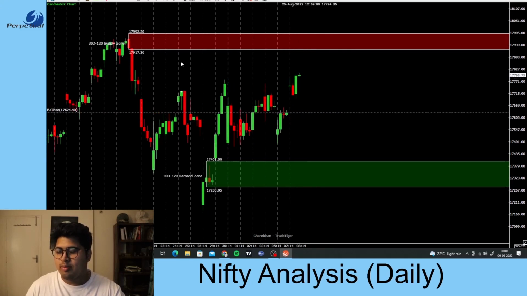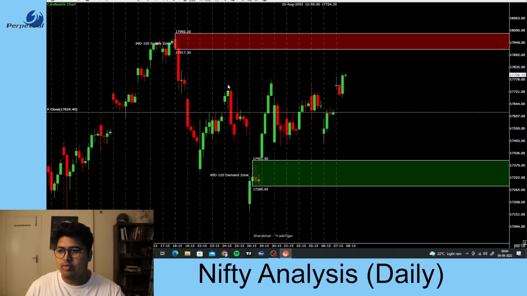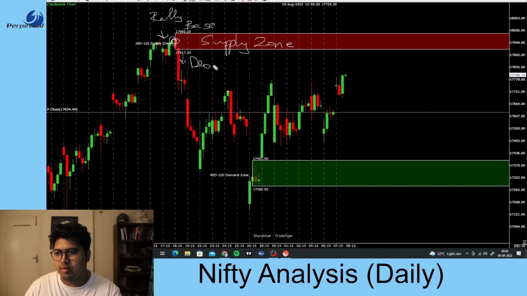So the next prominent zone that I would really focus on is this one. This again is a supply zone, which is a rally, base, and a drop, right? And what is happening over here is that this supply zone has not been tested once also.